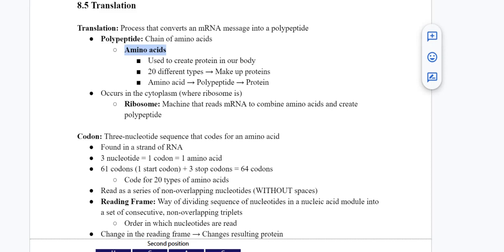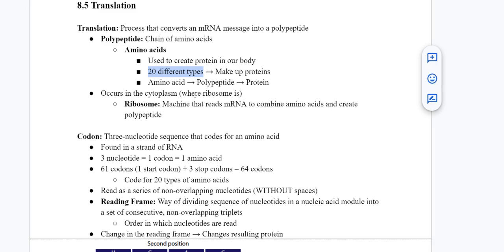And the thing about amino acids is there are 20 different types, not 21, not 19, but 20. And it's not that there are 20 in a certain protein, but there are 20 different types. Like how there are different colors, there's 20 different types of amino acids. So these 20 different types together make a protein. And so amino acids make polypeptides, which make protein.